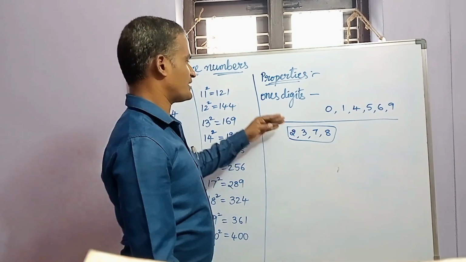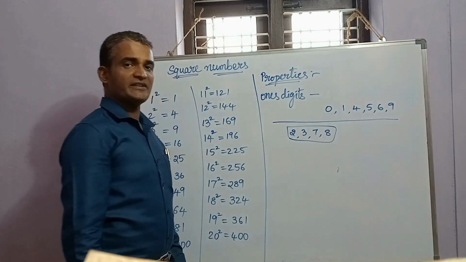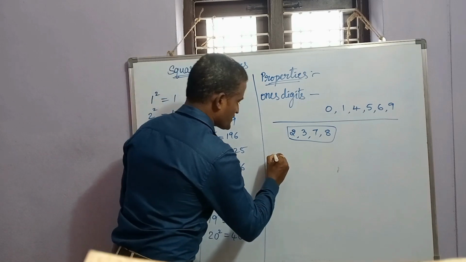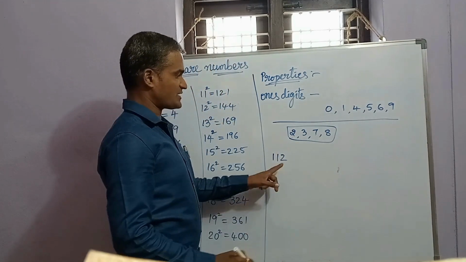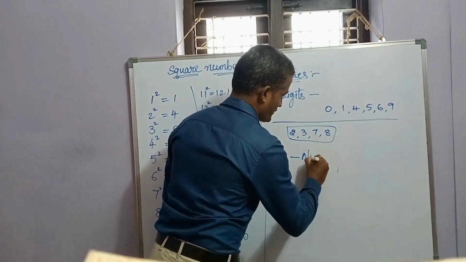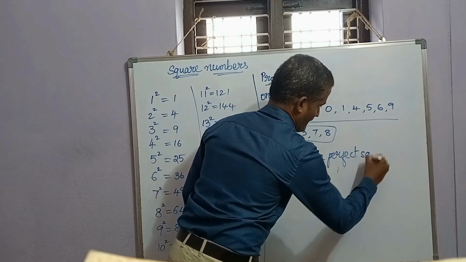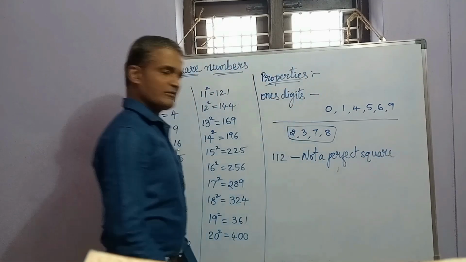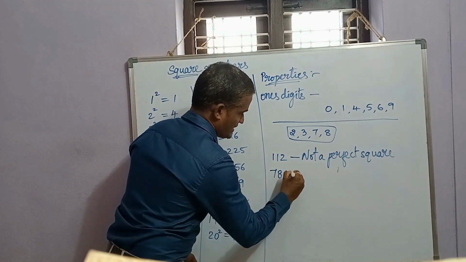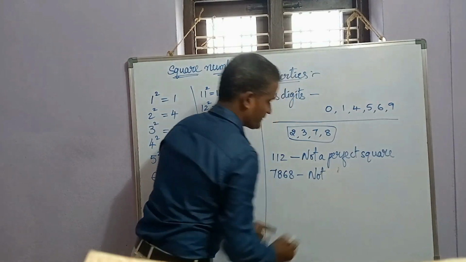So here we have one rule. If 2, 3, 7, 8 appears in the ones place, definitely that number is not a perfect square. Suppose I give you 112, the ones place is 2, so definitely this number is not a perfect square. Take any number, 7868, the ones place is 8, so this is not a perfect square.